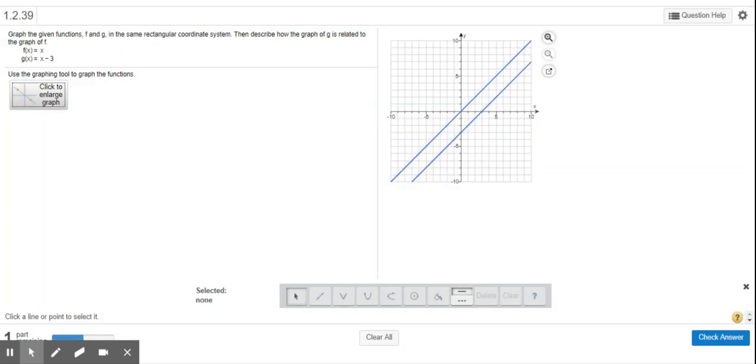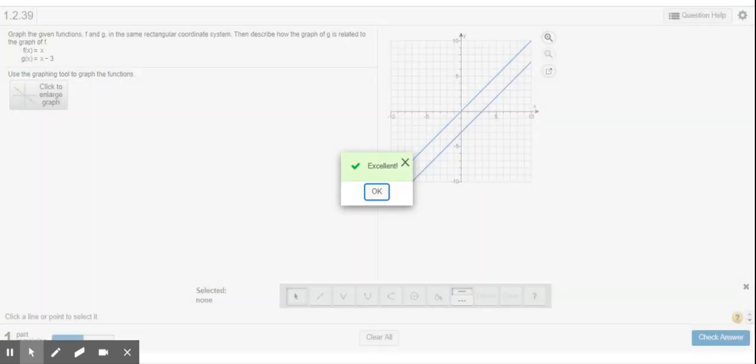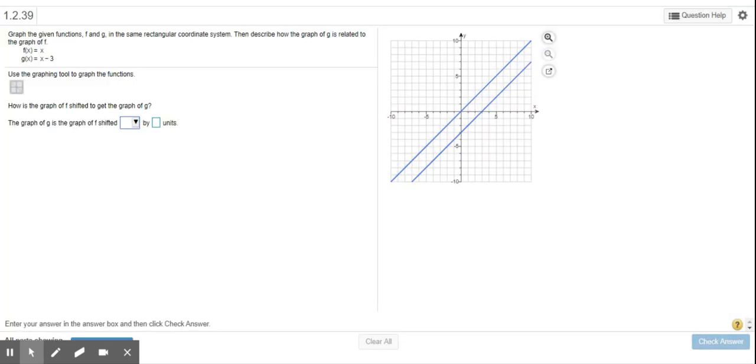And that's the first part of the question. It's just graph those lines, right? So I'm going to hit check answer on that. All right, that part's good. And it's going to ask a couple questions about it. So how's the graph of f shifted to the graph of g? The graph of g is the graph of f shifted.